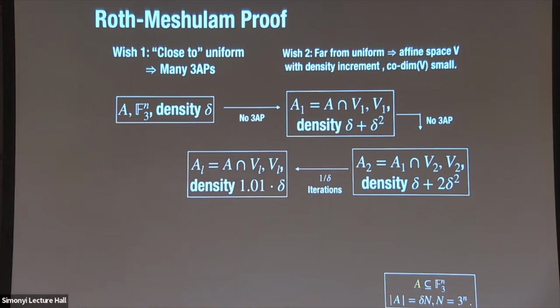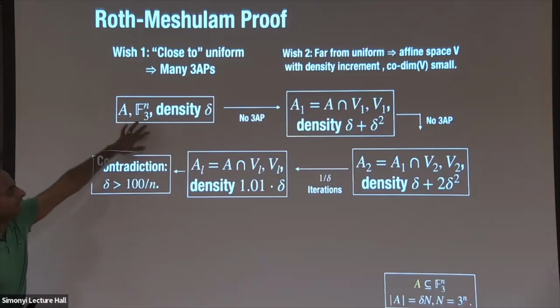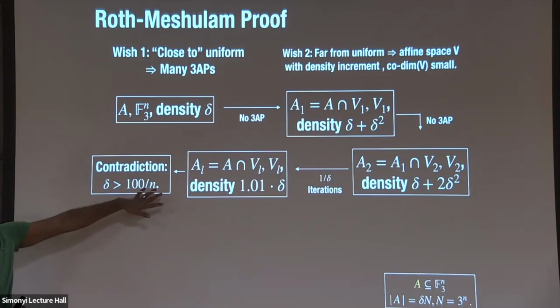And you cannot do this forever. In fact, you can streamline it a little bit better to do, say, some additional factors, but that density can never be more than 1. So it has to stop at some point before you reach density 1. So this argument works as long as the starting density is 100 over n. And that's because you're basically running for 1 over delta iterations. So you will only get a contradiction when the starting dimension is bigger than that.